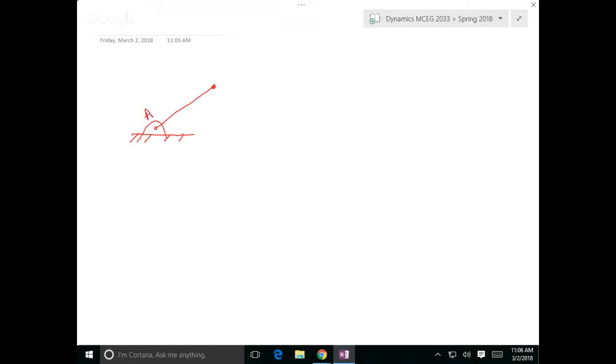So here's A, here's B, and I'm going to make it kind of simple and just lay it over here, and here's C. And this is just a piston. I don't want to deal with any angles or any of that stuff. So I'm going to put the coordinate system here and here.